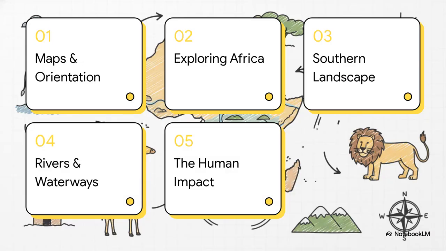Okay, so mapping out our exact expedition route today. First, we'll cover maps and orientation. Second, exploring the African continent. Third, we'll zoom into southern Africa's landscape. Fourth, rivers and waterways. And finally, number 5, the human impact.